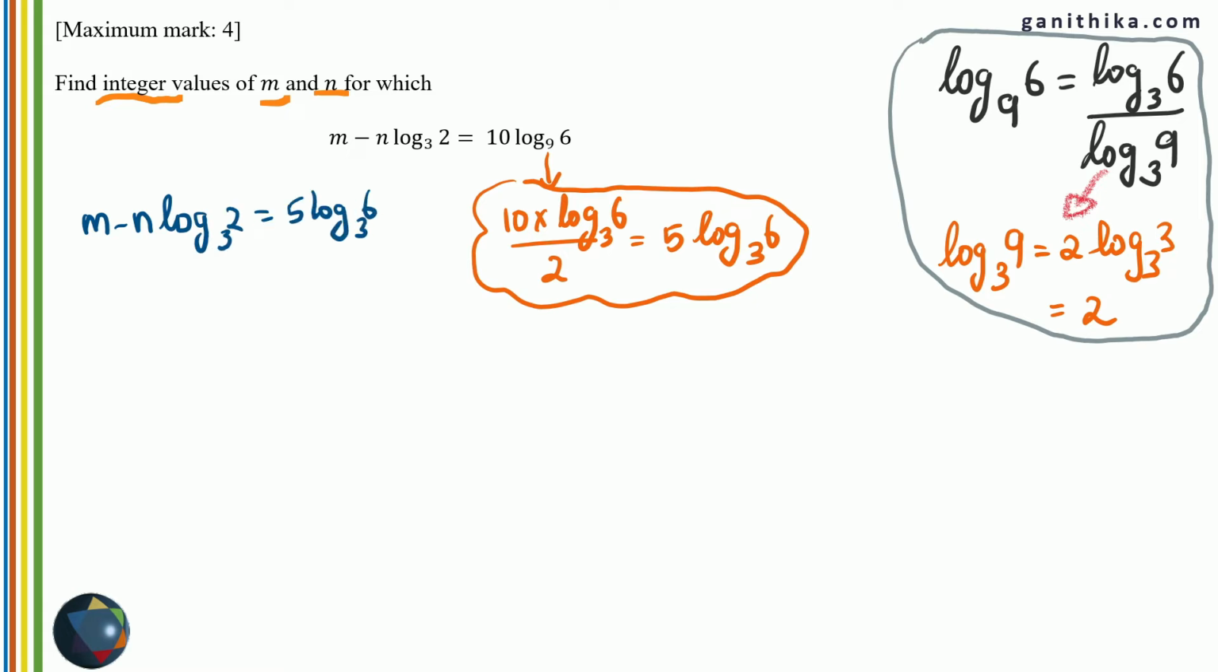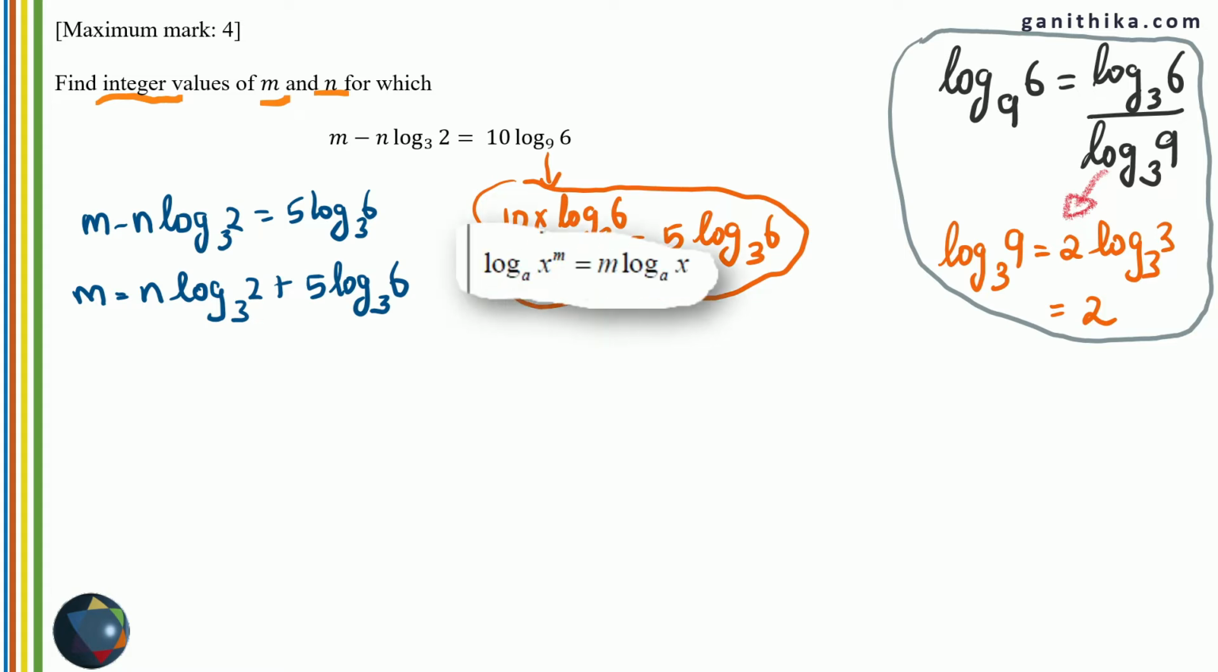m minus n log 2 base 3 is equal to log 6 base 3. Now both the sides have the log to the base 3. Now you will move the logs to one side and keep the m on the left hand side. Each term on the right side can be simplified using this formula. n log 2 is log 2 to the power of n. 5 log 6 is log 6 to the power of 5. So you can use this formula and simplify that.